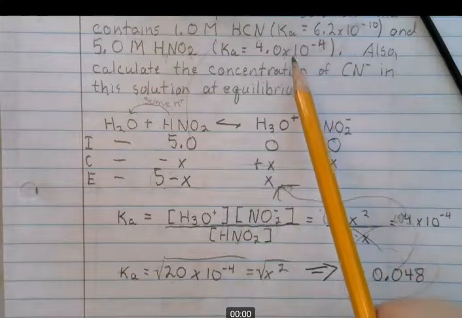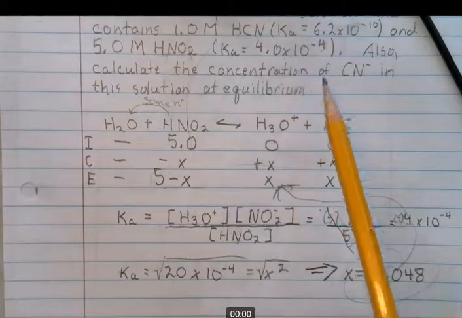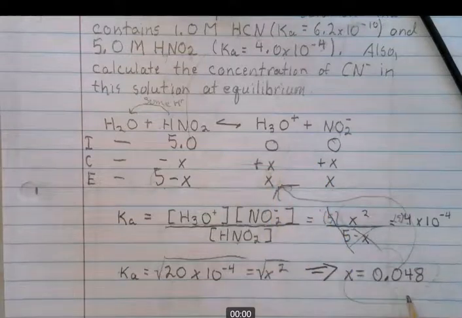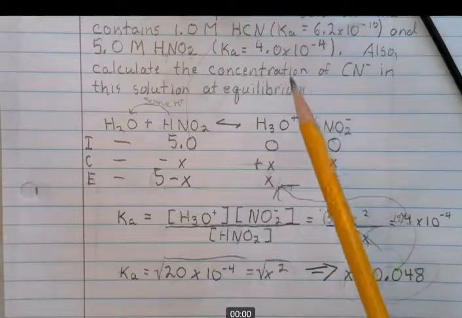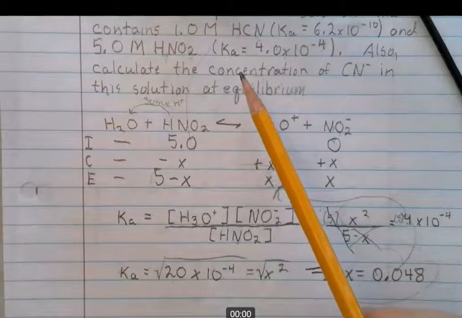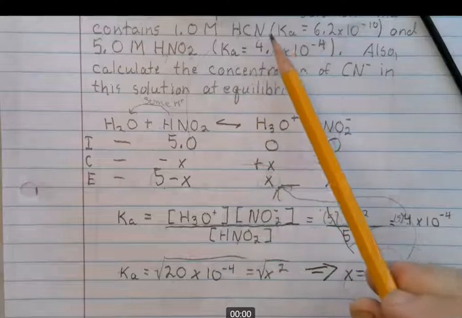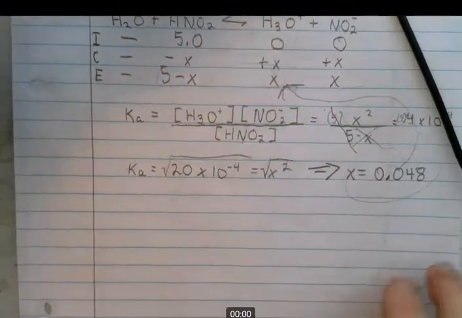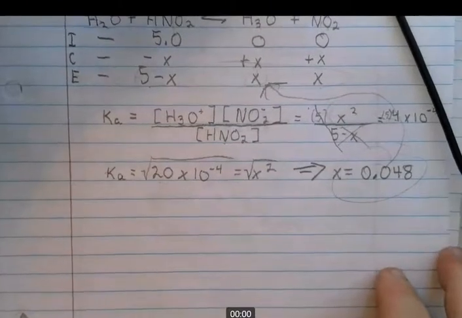So you always do the stronger acid first, figure out what its hydronium concentration is. That X for the hydronium is 0.048. Now we're going to go back and work the same reaction for HCN. So it seems like a really long, complicated problem, but you're really just doing the same thing twice.